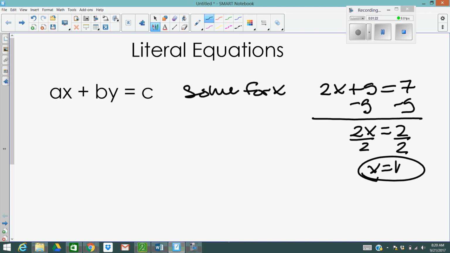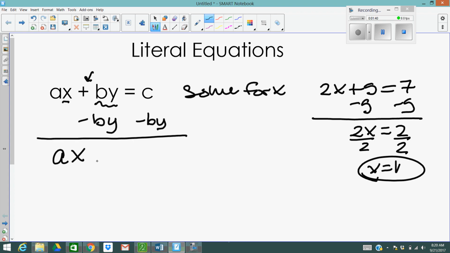Let's take a look at what's being added to x. So right now, the term by is being added to x. So we want to subtract by away. So now on the left side, I'm just left with a times x. On my right side now, I have c minus by. I can't combine them because they're not like terms. They're different variables despite being raised to the same power.